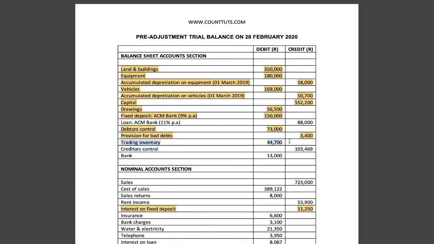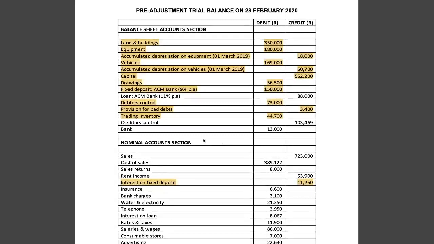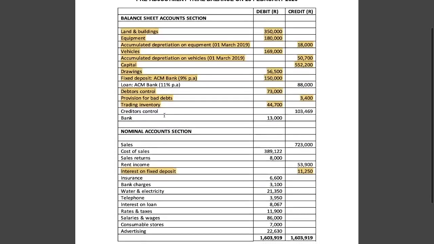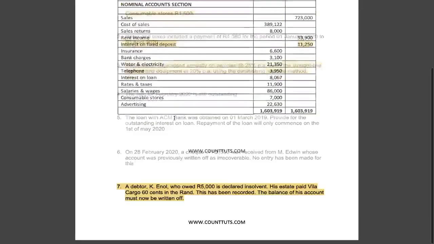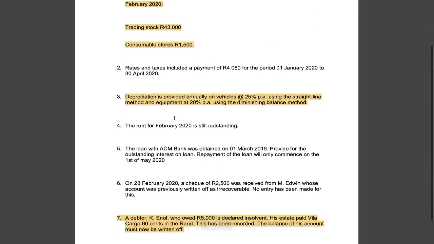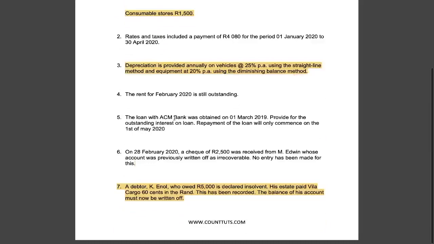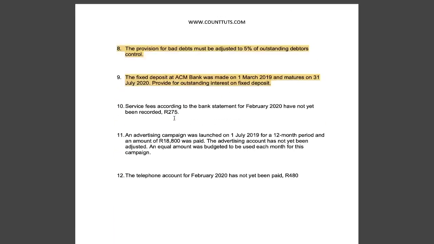You highlight that. And then the next thing we have is creditors control. Okay, so creditors control will go into the current liability section of our balance sheet. So we're going to do that one as well. So I'm not going to highlight it yet. Okay, and we have nothing in additional information about creditors control, so we're just going to put the creditors control in the pre-adjustment trial balance as it is.